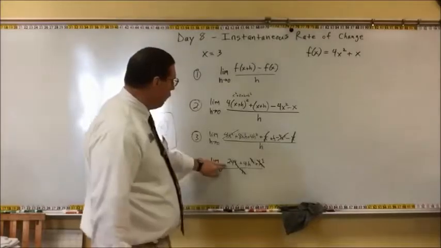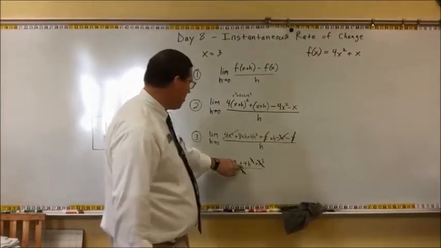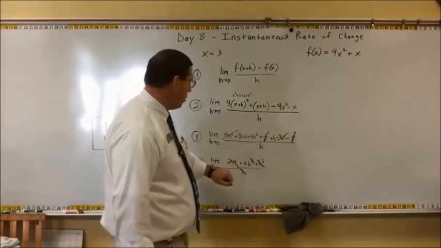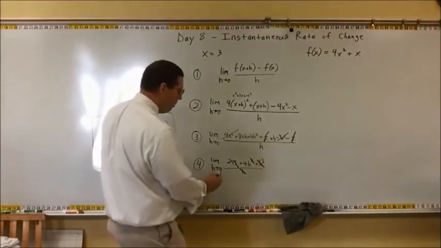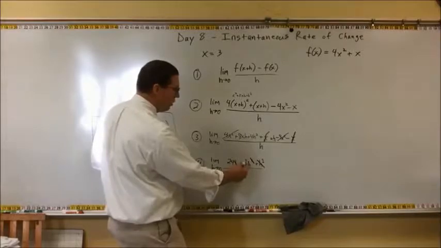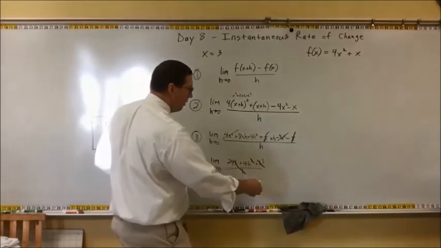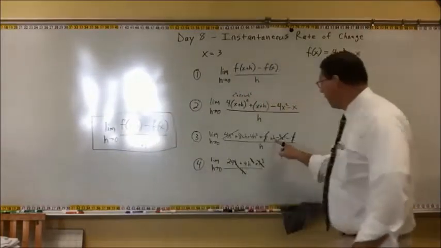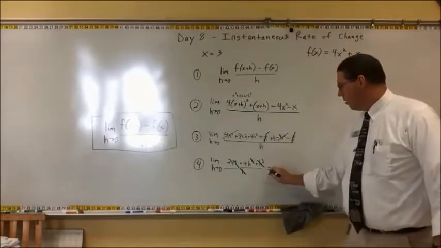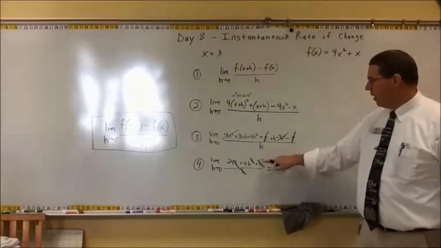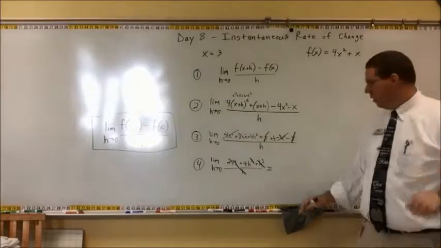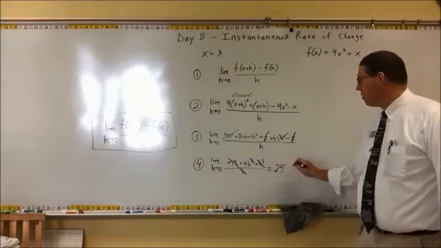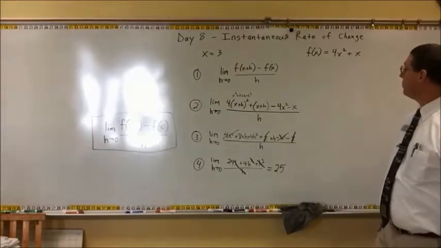So now I have 24 plus 4h plus 1, right? When I put the 0 in for h, this 4 times h is going to become 0, and I'm going to have 24 plus 1, because of this h up here. When you cancel this h out, it becomes a 1, because h divided by h is 1. And so the final answer is 25.